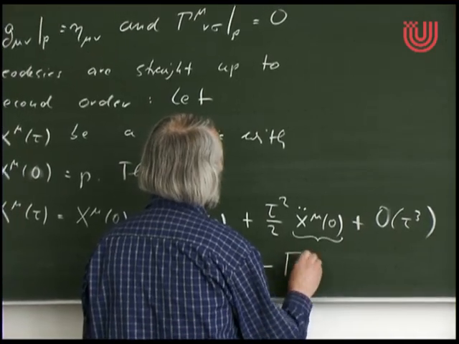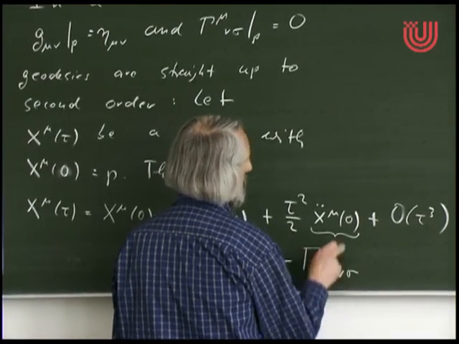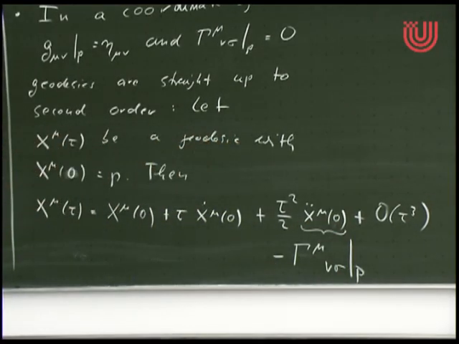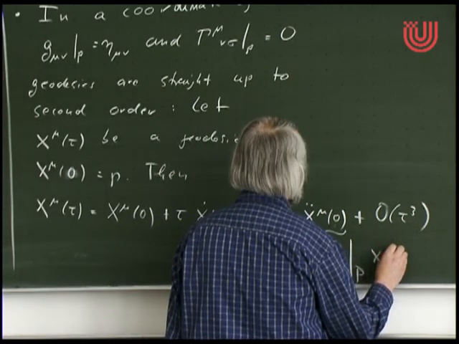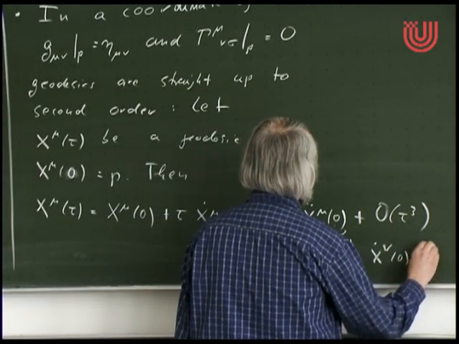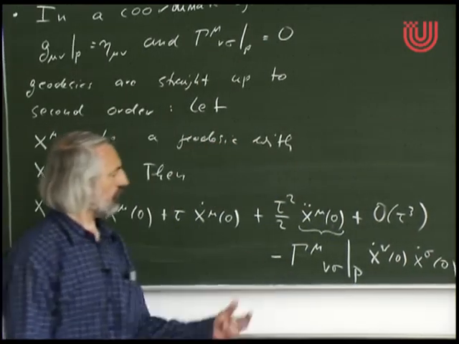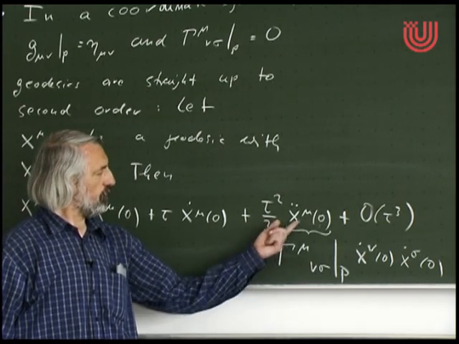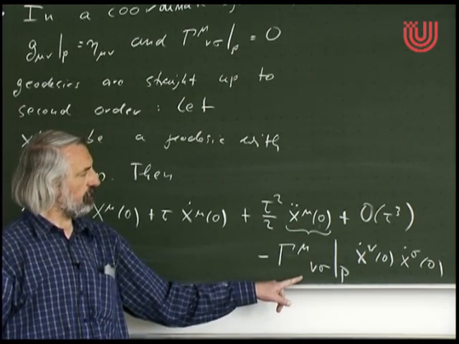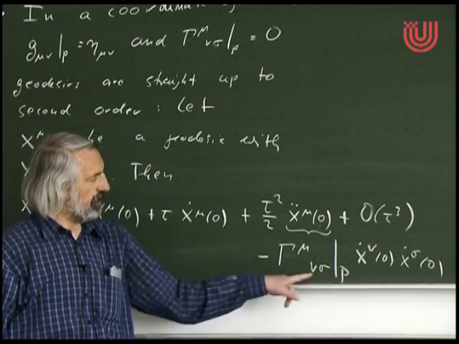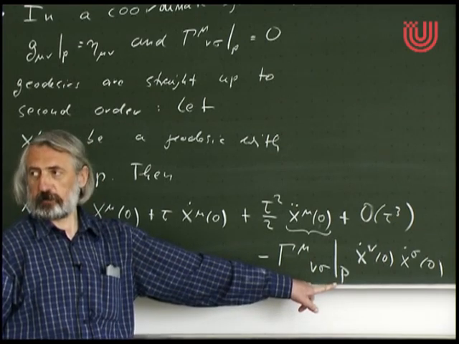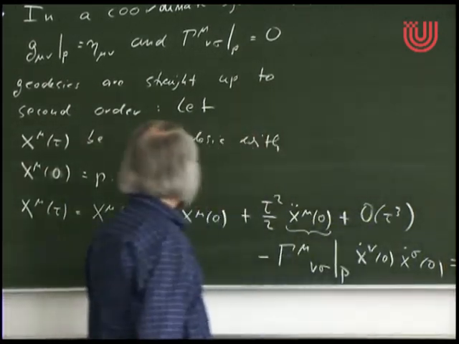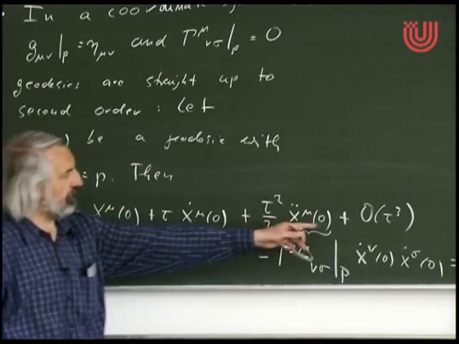So this is minus Γ^μ_{νσ}. When τ takes the value 0, we are at the point P. So this is at the point P, and then x^ν dot of 0, x^σ dot of 0. Here I have introduced the geodesic equation, the fact that x^μ double dot plus this expression is 0. That's the geodesic equation. But the Γs are 0 at P. We are in a coordinate system where the Γs are 0 at P. So the whole thing is 0. And that was the claim that up to second order it is a straight line.